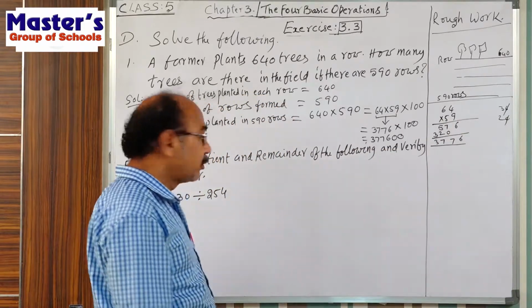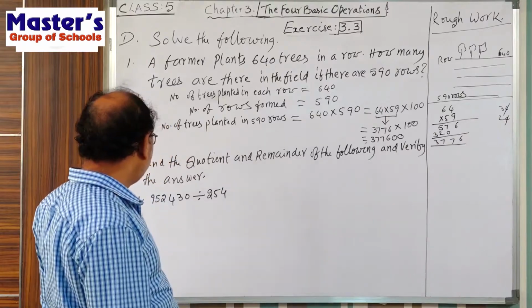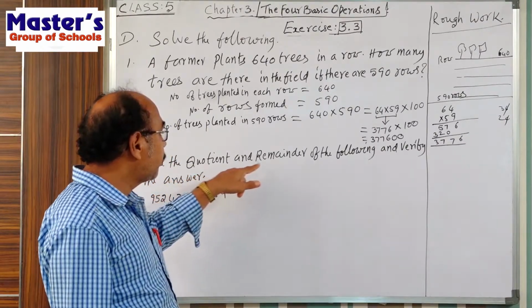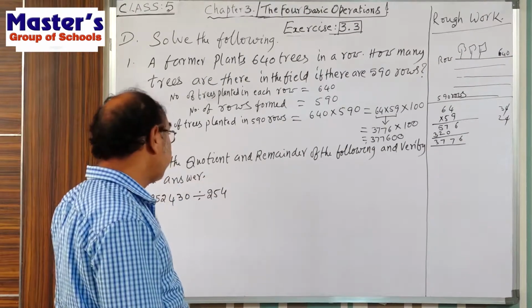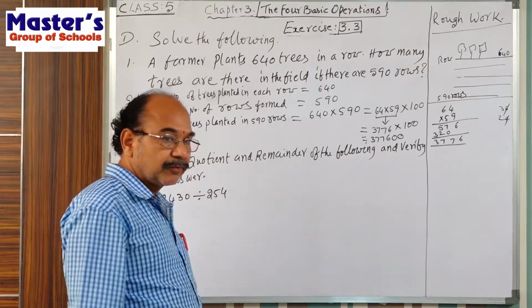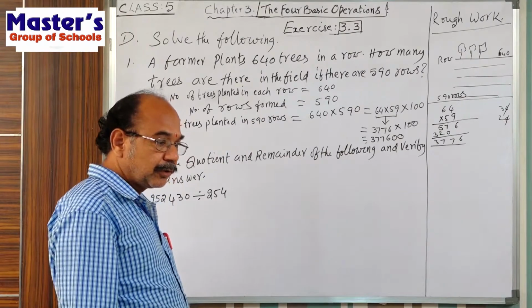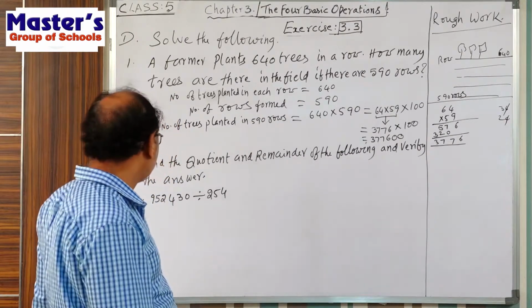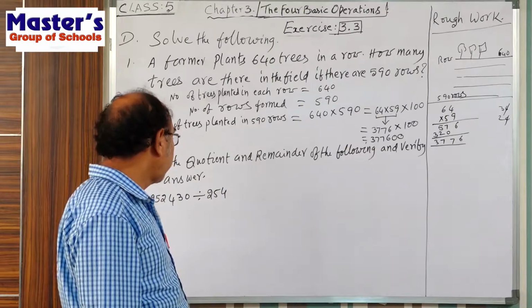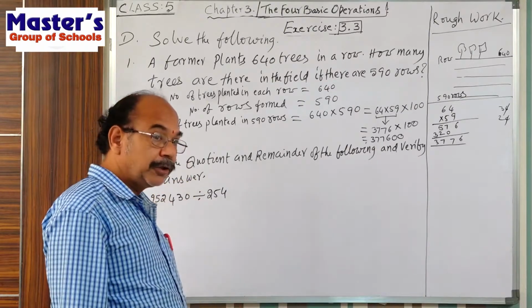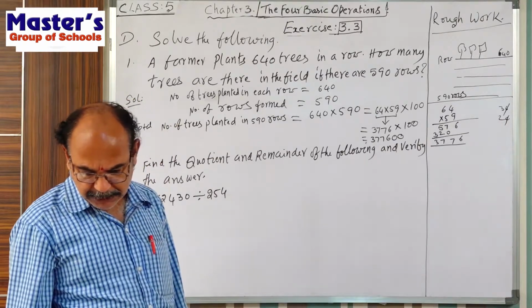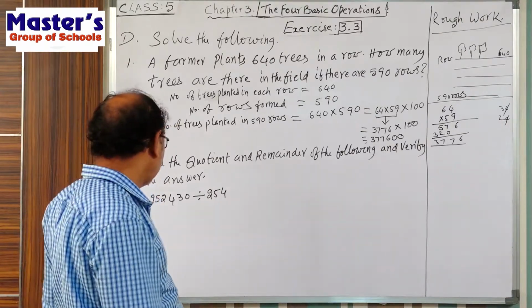Okay, children. Now, come to this E. Find the quotient and remainder of the following and verify. Verification is also to be shown. Find the quotient and remainder. Okay, children. Find the quotient and remainder.